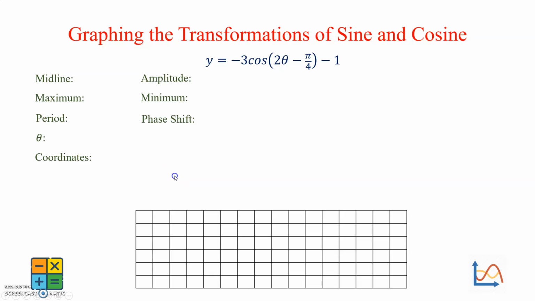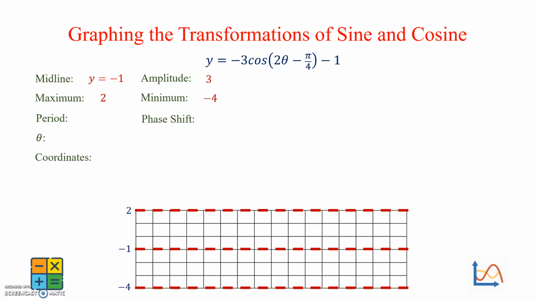Midline, of course, is y equals -1, which means we can actually show that on our graph. There's our midline, -1. The amplitude is 3. It's 3, not -3. It's 3, which means our maximum will be 2. So we can graph that. There's our 2. And we can show our minimum of -4, and we'll draw our -4.